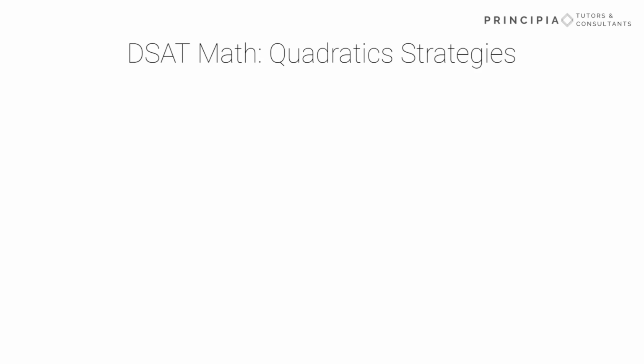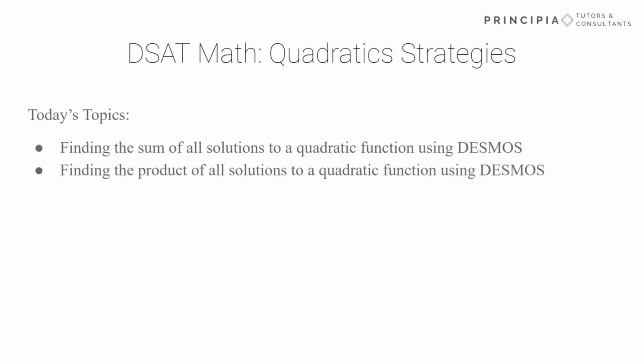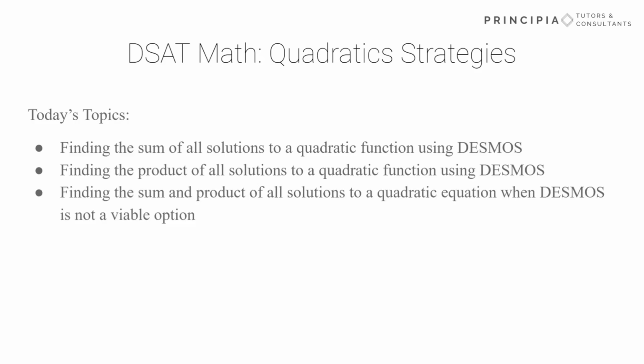So here are some of the strategies we'll be covering. Finding the sum of all solutions to a quadratic function using DESMOS, finding the products using DESMOS, and finding the sum and product of all solutions when DESMOS is not a viable option.